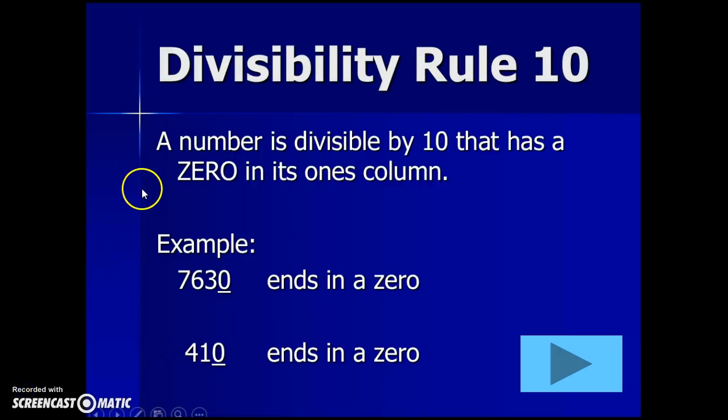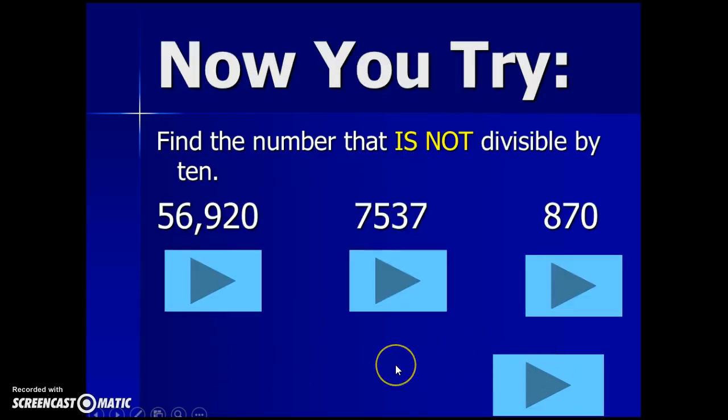In similar fashion, a number is divisible by 10 that has a 0 in its ones column. For example, 7,630 ends in 0, so it's divisible by 10. The same can be said for the number 410. It ends in 0, so it's divisible by 10. Here's your question. Find the number that is not divisible by 10.